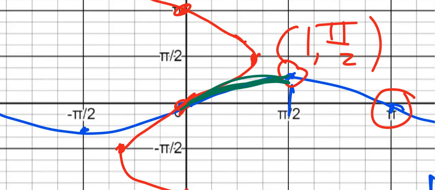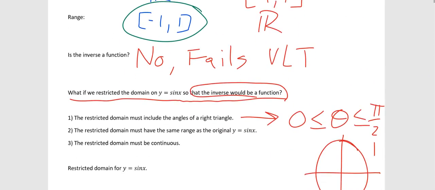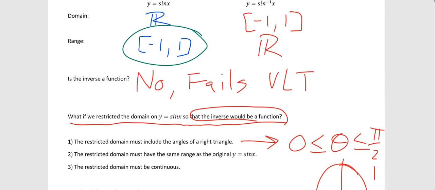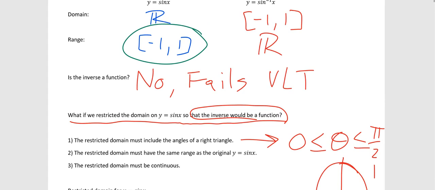From 0 to 1, right? Is that equal to the range of the sine function? No, it's not. Okay, so that will be our second criteria that we look at. And the third criteria that we look at, the restricted domain must be continuous.